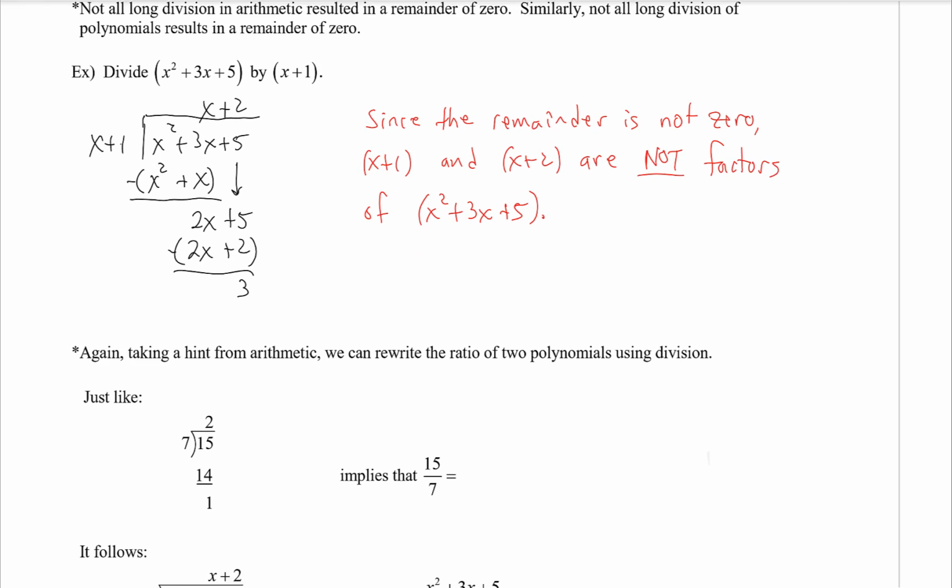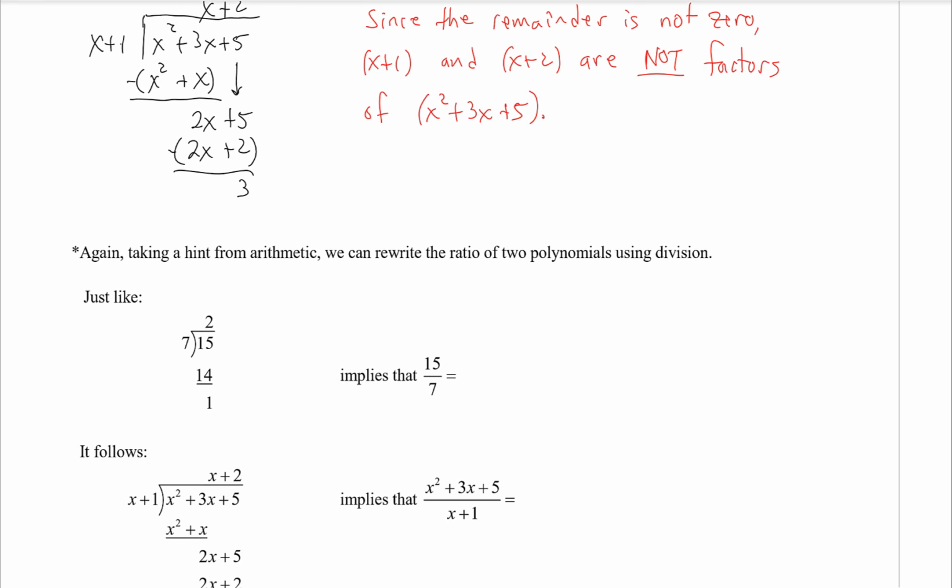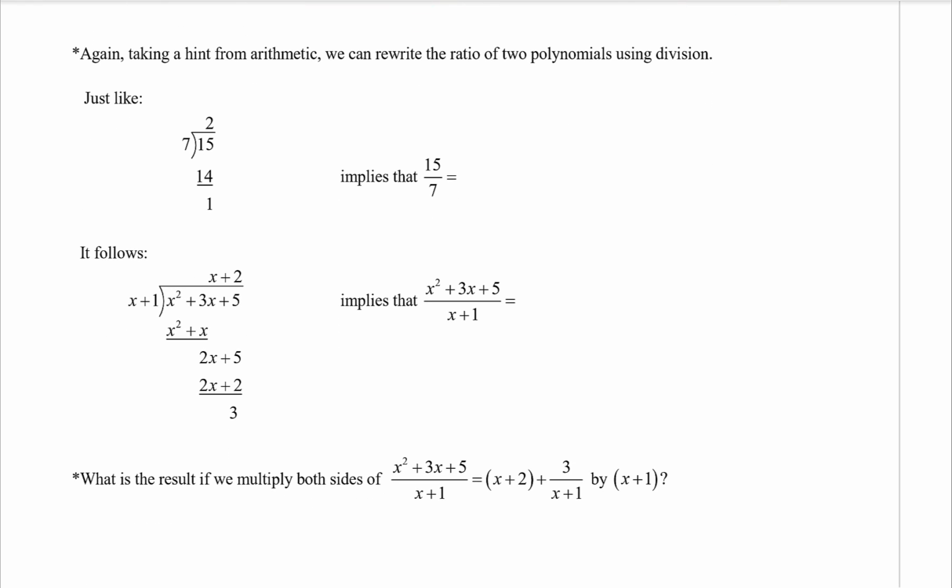Okay, so again, taking our cues from arithmetic, if you divide two numbers and you get a remainder, here's an example from arithmetic, 15 divided by 7. Well, 7 goes in twice with a remainder of 1. So after you do your subtraction, you get a remainder of 1. What that actually tells me is that this improper fraction, 15/7, can be written as 2 plus a little bit more, because 7 goes in 2 times, but there's some left over. So it goes in 2 times plus 1/7 more.